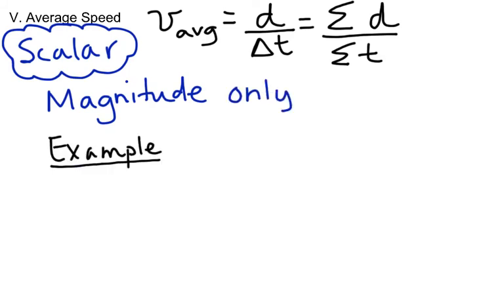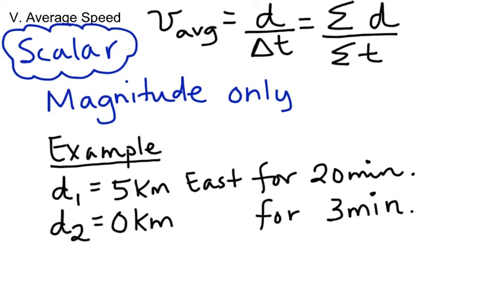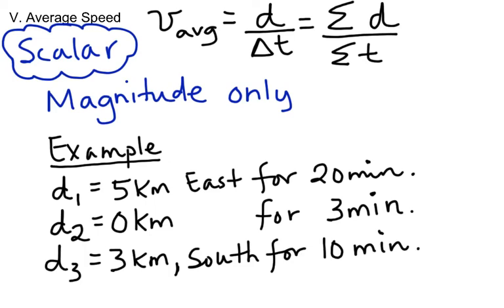Alright, let's do an example. Let's say you have someone traveling in a car, and at first they travel a distance of 5 kilometers to the east for 20 minutes. Then the car comes to a red light, so it doesn't move any distance for 3 minutes. And then the car goes 3 kilometers south for 10 minutes. And my question to you is, what is the average speed for the whole trip?